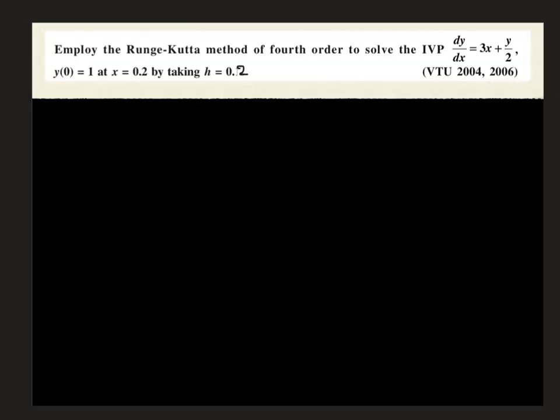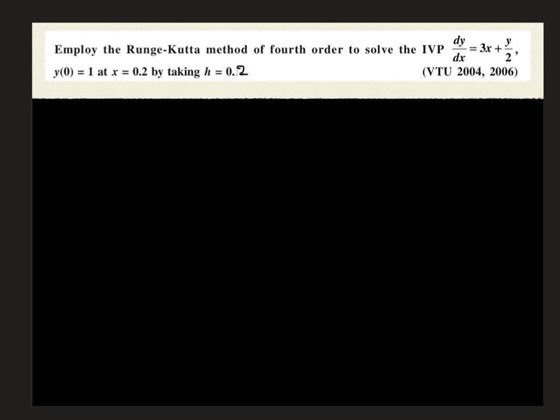Here we have the problem: employ the Runge Kutta method of fourth order to solve the initial value problem dy by dx equal to 3x plus y by 2, with the condition y of 0 equal to 1. At what point of x do we need the y value? x is equal to 0.2, taking h as 0.2.